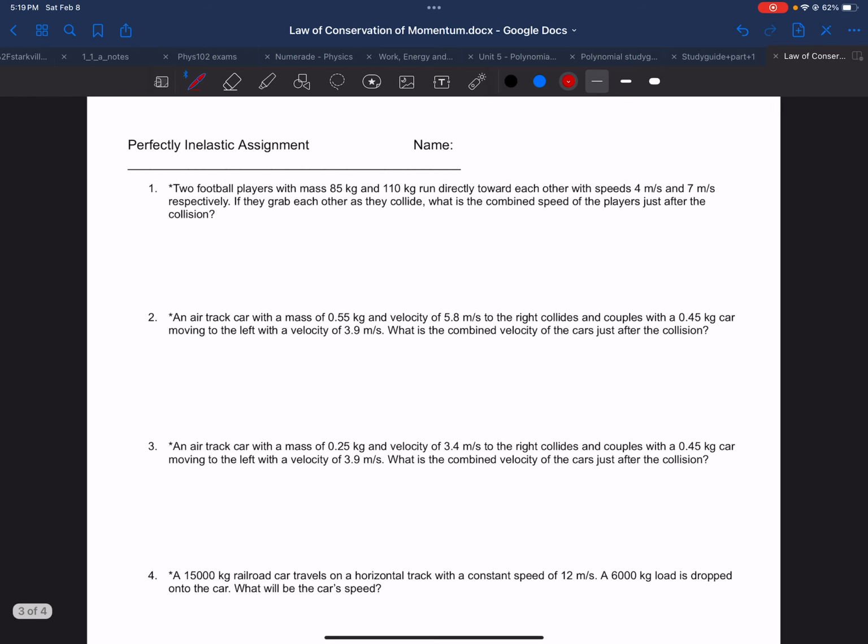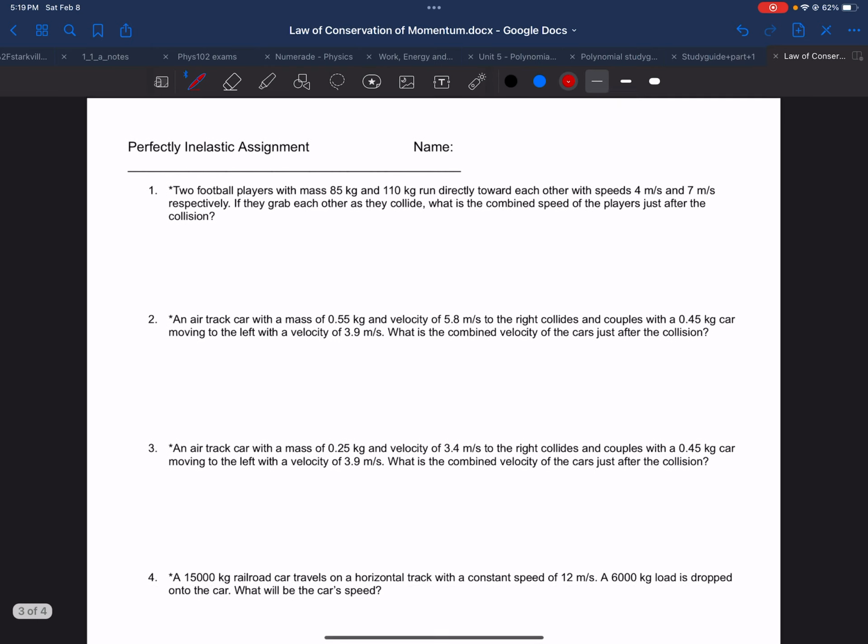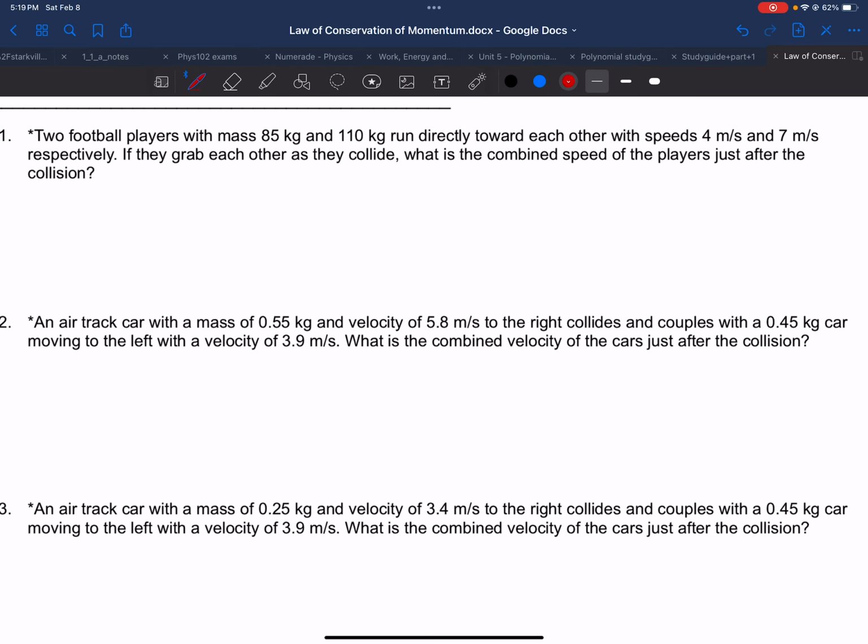Let's take a look at your assignment. This is what you are going to be working on. Again, number 6, we're going to skip, because that is not a perfectly inelastic collision. Not sure how that got snuck in there.